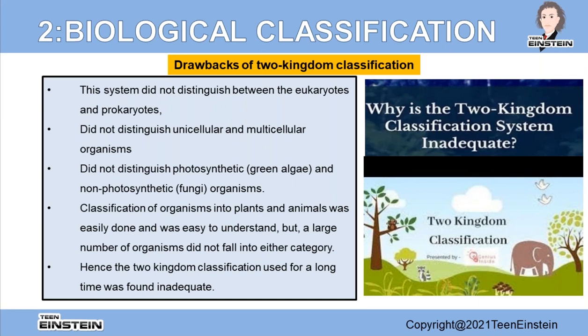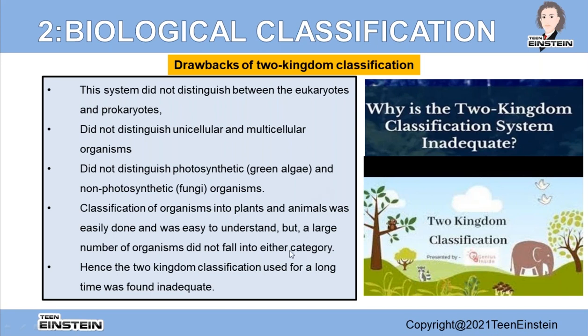But in this classification, what Linnaeus did, he easily classified plants and animals. This classification was very easy to understand. But so many organisms did not come under either of these categories. Some organisms did not come under either plants or animals. So this was the main fault or main drawback. Because of all these reasons, we can say that this classification is inadequate.